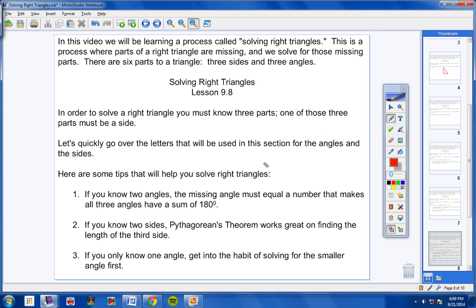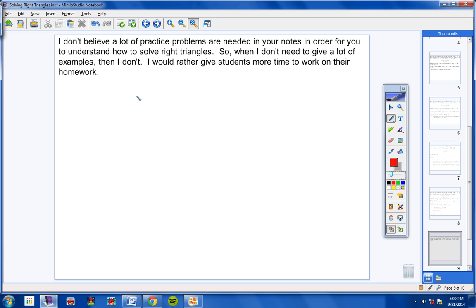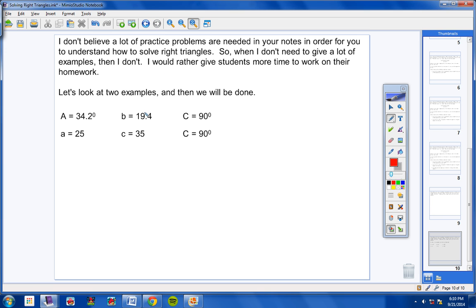So these three tips here will be very helpful for you, okay? Now, I don't believe in doing a lot of practice problems in class in your notes, if it's something you should be able to understand pretty quickly, okay? And so when I don't need to give you a lot of examples, I'm not going to. I would rather give you more time to work on your homework. That gives you more free time at home, more family time, and also there's just no need to bore you. So with that in mind, we're just going to look at two examples and then we'll be done today. All right, so here we go.